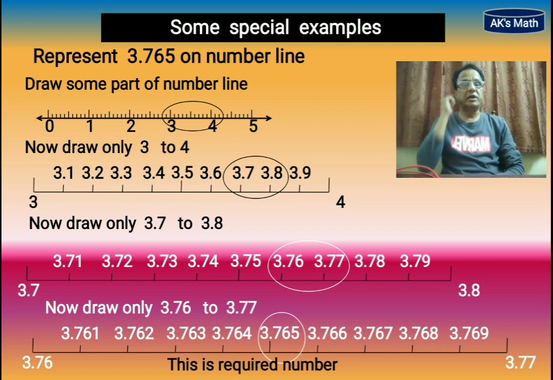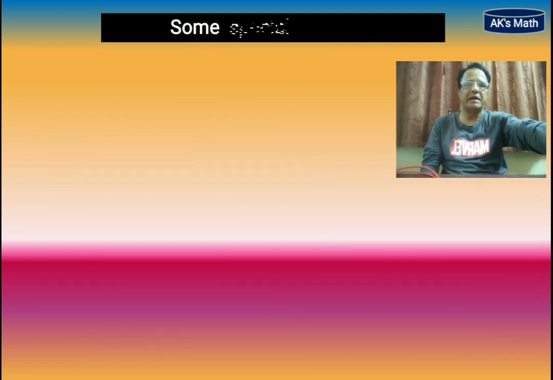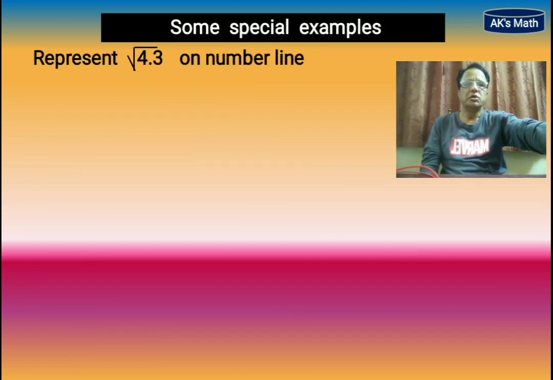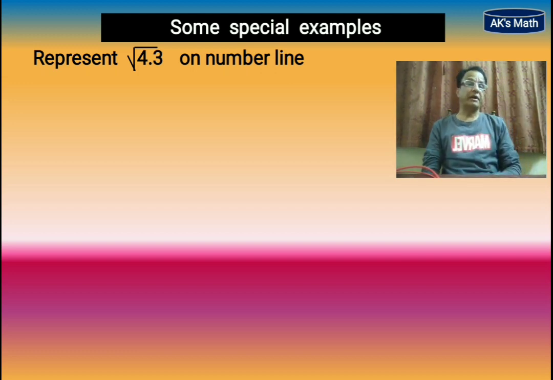So students, now in this way you can visualize decimal numbers on a number line. This is also called magnification. We are magnifying that particular part in which that number lies. Now look at one more example. Now this is a different one. This is related with the diagram.